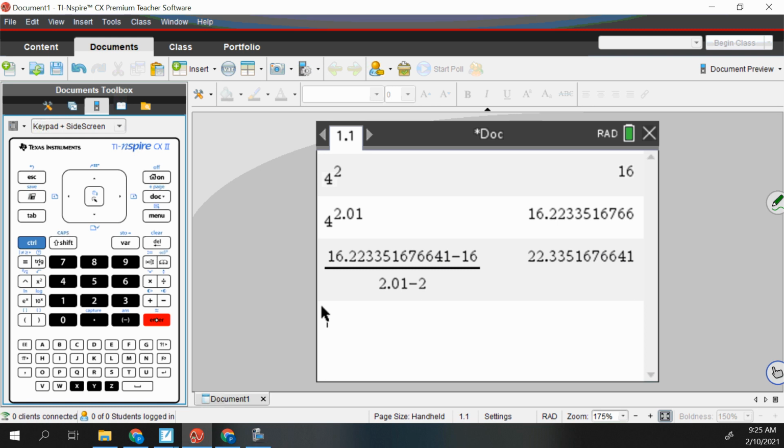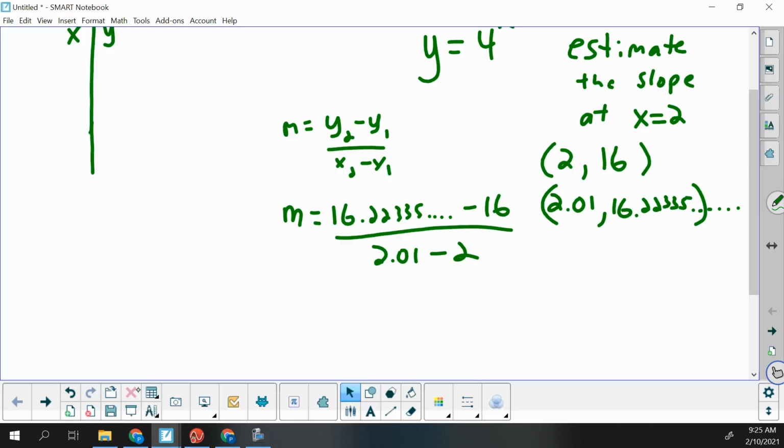If any of your answers don't come out nice, keep them out to several decimal places just so we can get the idea of how you did it. So this one we had 22.3351, we'll say. And that estimates our slope at exactly 2.